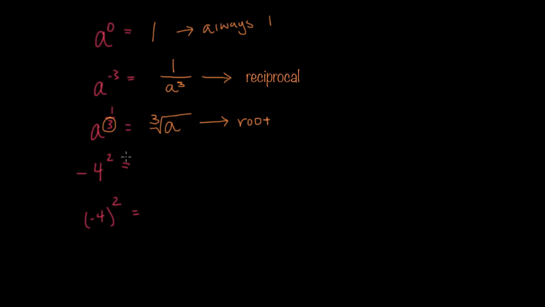Our next one is negative 4 squared. So for this one, you might think that the answer is 16, but it's actually not. This 2 over here is only squaring the 4. The negative is on its own. So you first square the 4, which would give you 16, but then you have to add the negative onto the end, because the entire number, negative 4, isn't in parentheses. So the answer for this one would be negative 16.